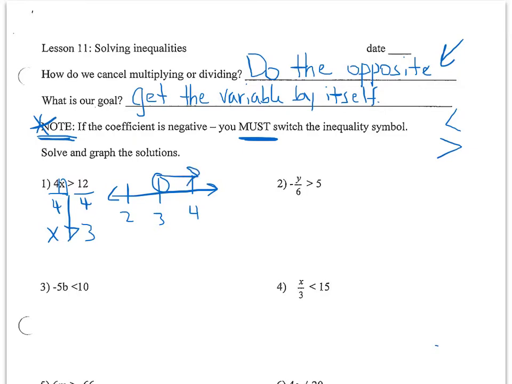Question 2, notice that negative right there. When we go to solve this, we're going to multiply by negative 6. Anytime we multiply or divide by a negative number, we must flip the symbol. So the symbol was, if you notice right here, it was greater than. When we do this answer, we switch it to the opposite, and now it's less than. Again, notice greater than here, it now becomes less than because we multiplied by a negative number.